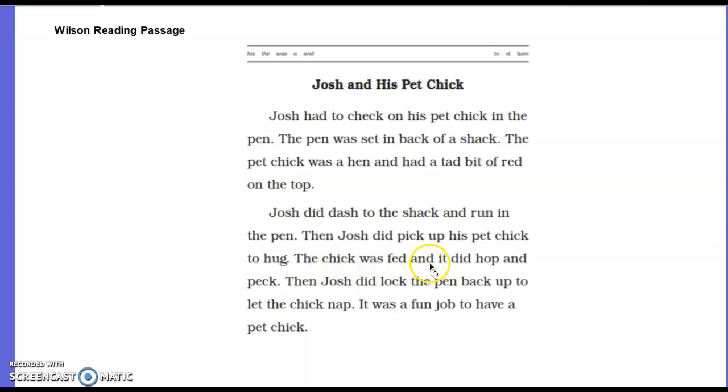The chick was fed and it did hop and peck. Then Josh did lock the pen back up to let the chick nap. It was a fun job to have a pet chick. Now it is your turn to read the passage.